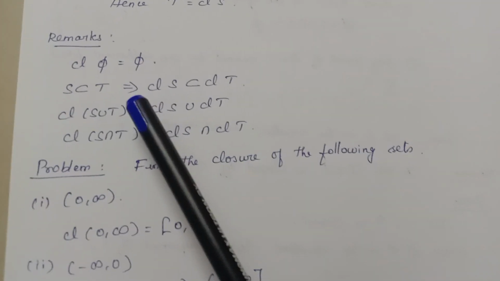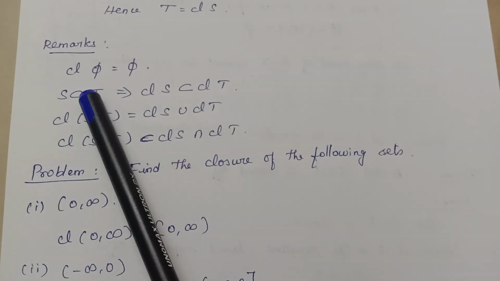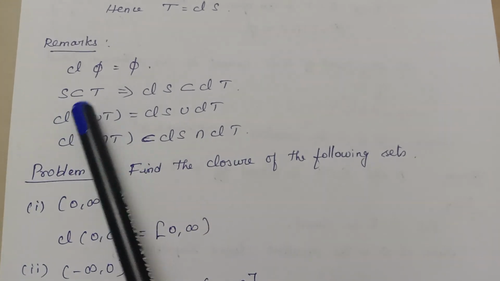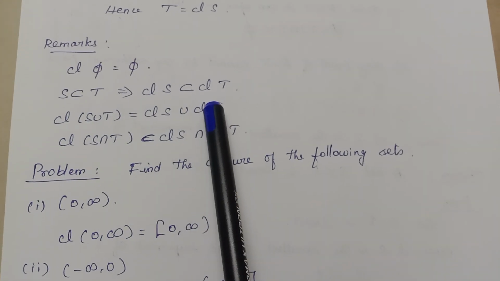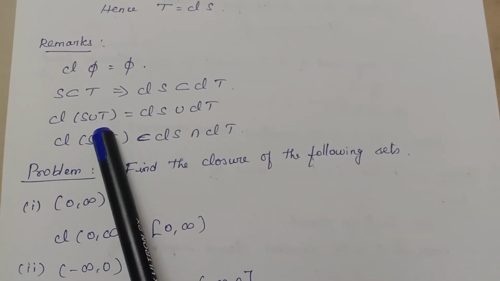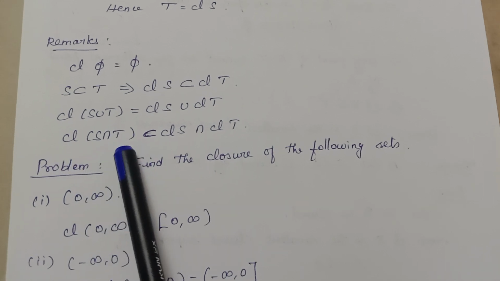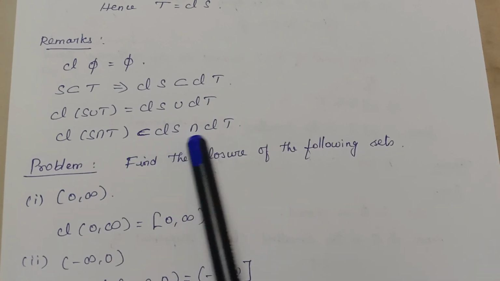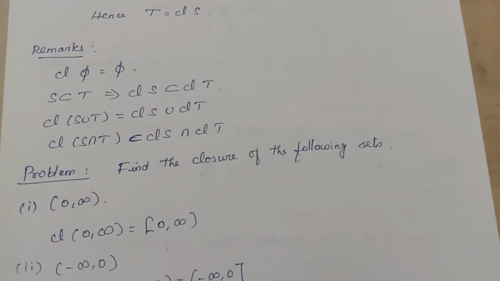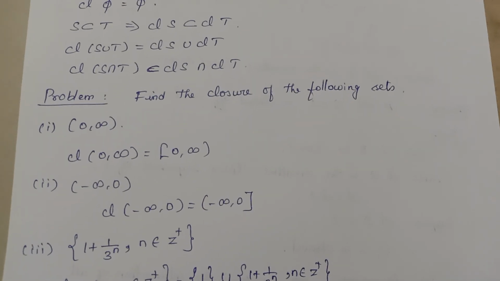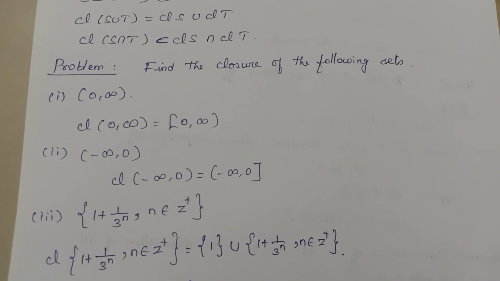Next, a few results for closure. Closure of the empty set is equal to the empty set. If S is a subset of T, then closure of S is a subset of closure of T. And closure of S union T equals closure of S union closure of T. And closure of S intersection T is contained in closure of S intersection closure of T. Next, let's see some problems: how to find the closure of a given set.